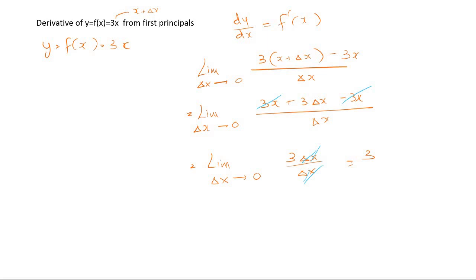So if y is equal to f(x) equals 3x, dy over dx is equal to f dash x, or f prime x, which is equal to 3. So that's the answer. The derivative of y equals 3x is 3.